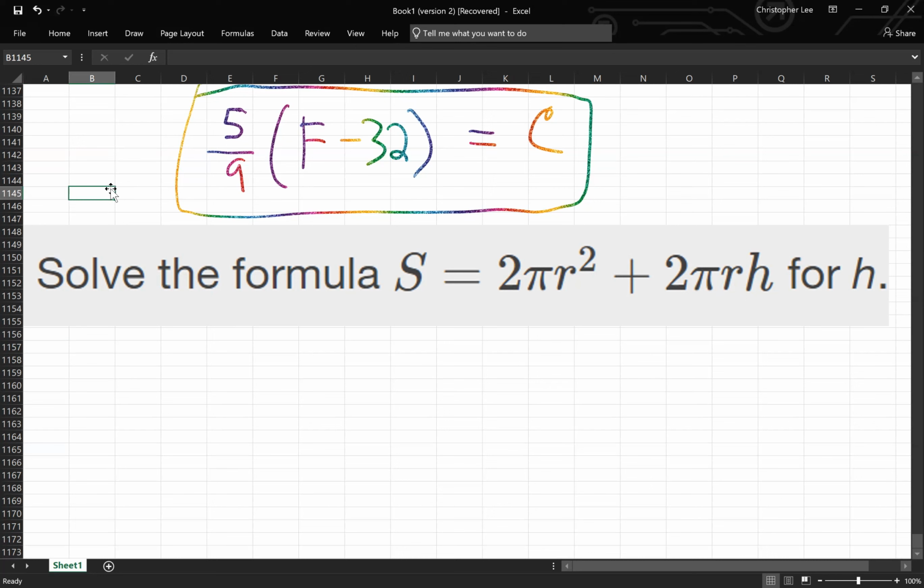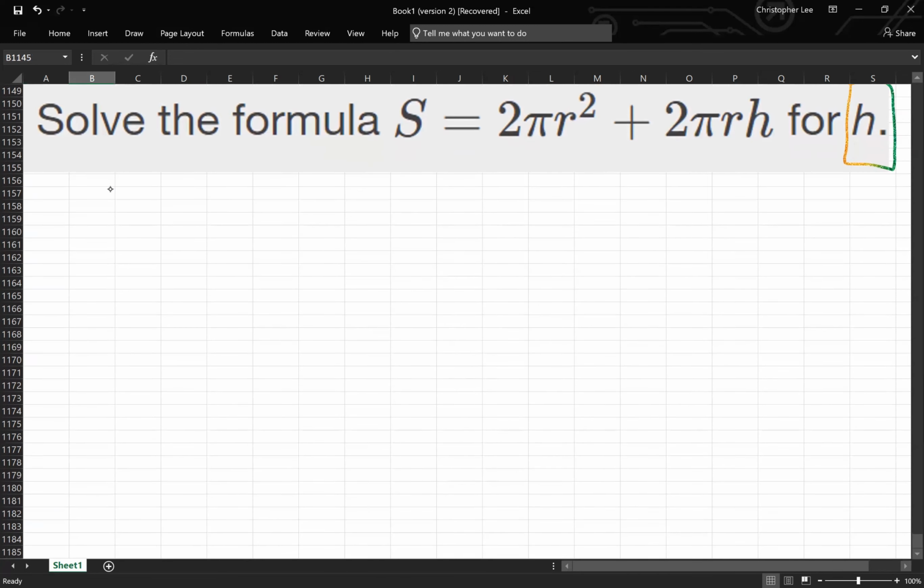So long story short, the formula is surface area S is equal to 2 pi r squared plus 2 pi r h. And what do we want to solve for? We want to solve for h. This is going to be real simple. I'm going to isolate the h. I want h by itself, and I want everything else on the other side. So I have S is equal to 2 pi r squared plus 2 pi r h, right?